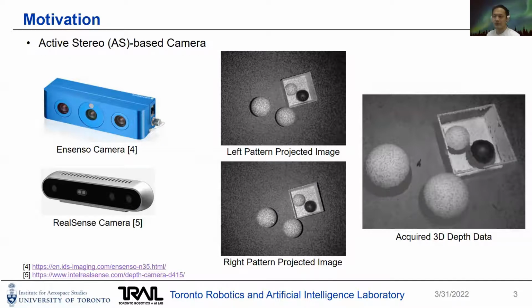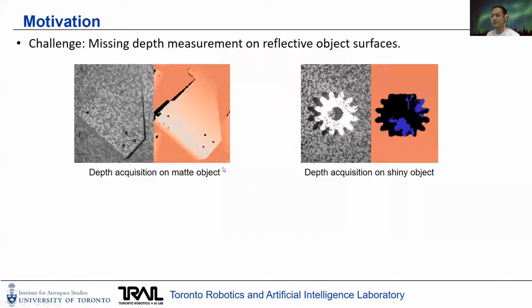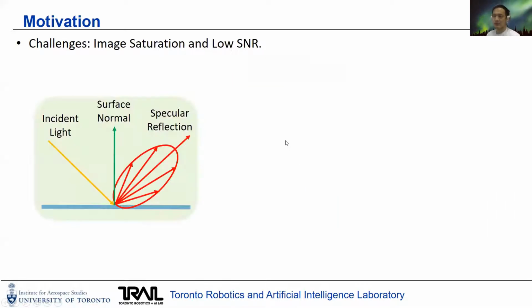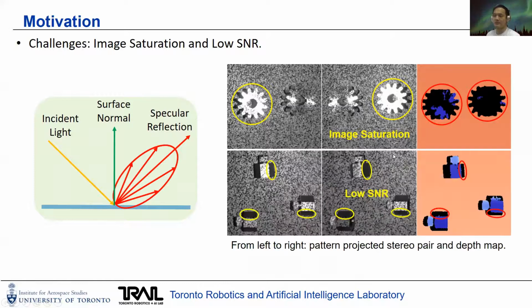And this camera, like the RealSense, is equipped with a light projector to simplify the stereo matching problem. It can sense reliable depth data when the object has matte surfaces. However, one challenge is missing depth measurement for reflective surfaces, like metallic parts. This is generally caused by specular reflection, because the light either goes directly back to the camera, causing image saturation, or reflects in a separate direction, completely missing the camera, causing low SNR.